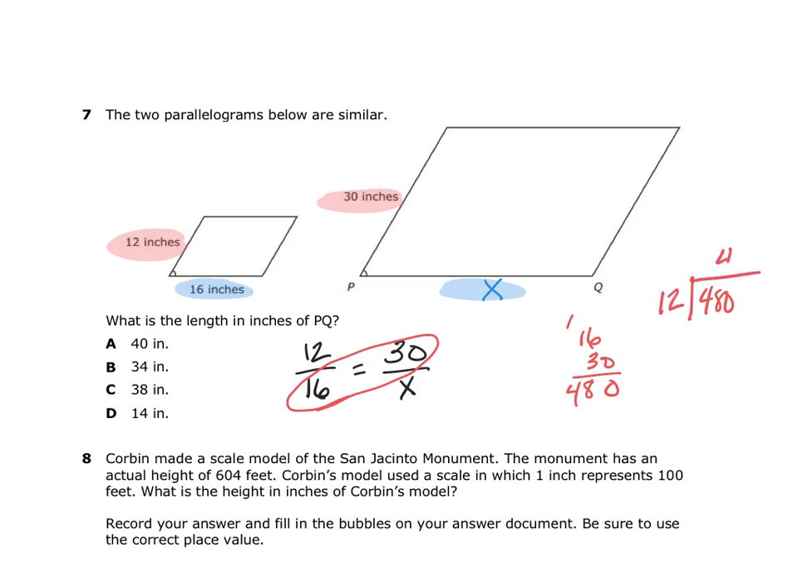And that's going to be 40. So A, logically saying this 16 is bigger than 12. So I need something bigger than 30. So this side has to be bigger than 30. So that eliminates answer choice D.